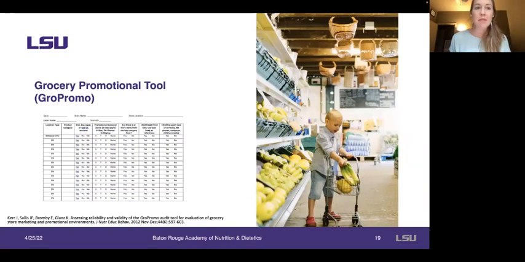The second tool that was implemented in each of these stores was the grocery promotional tool. This is also a paper-based survey, so implemented in much the same way as the NIMS. It is fairly quick to implement, so from our results, it took about 13-ish minutes on average to implement this tool in stores.